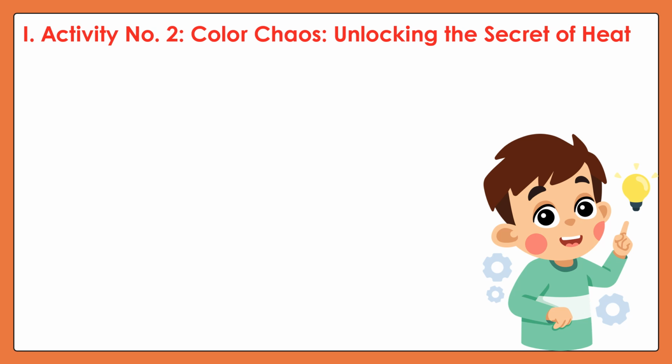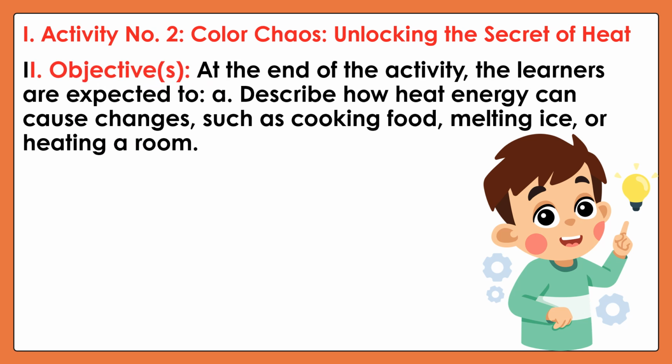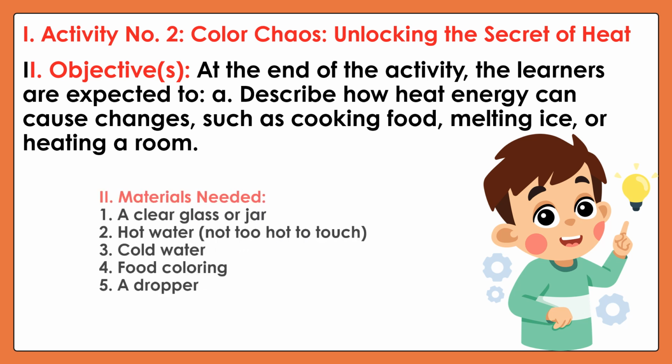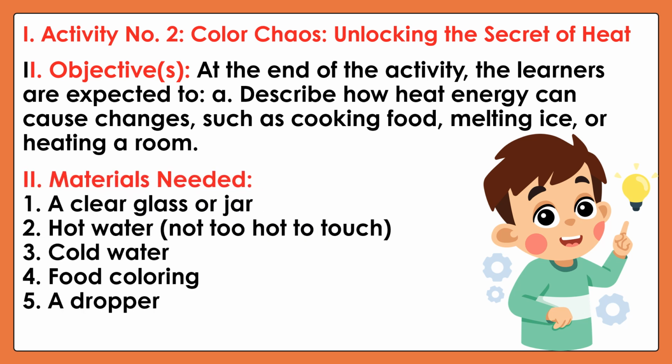Let's have an activity. The title is Color Chaos: Unlocking the Secret of Heat. Objectives: at the end of the activity, the learners are expected to describe how heat energy can cause changes such as cooking food, melting ice, or heating a room. Materials needed: a clear glass or jar, hot water, not too hot to touch, cold water, food coloring, a dropper.